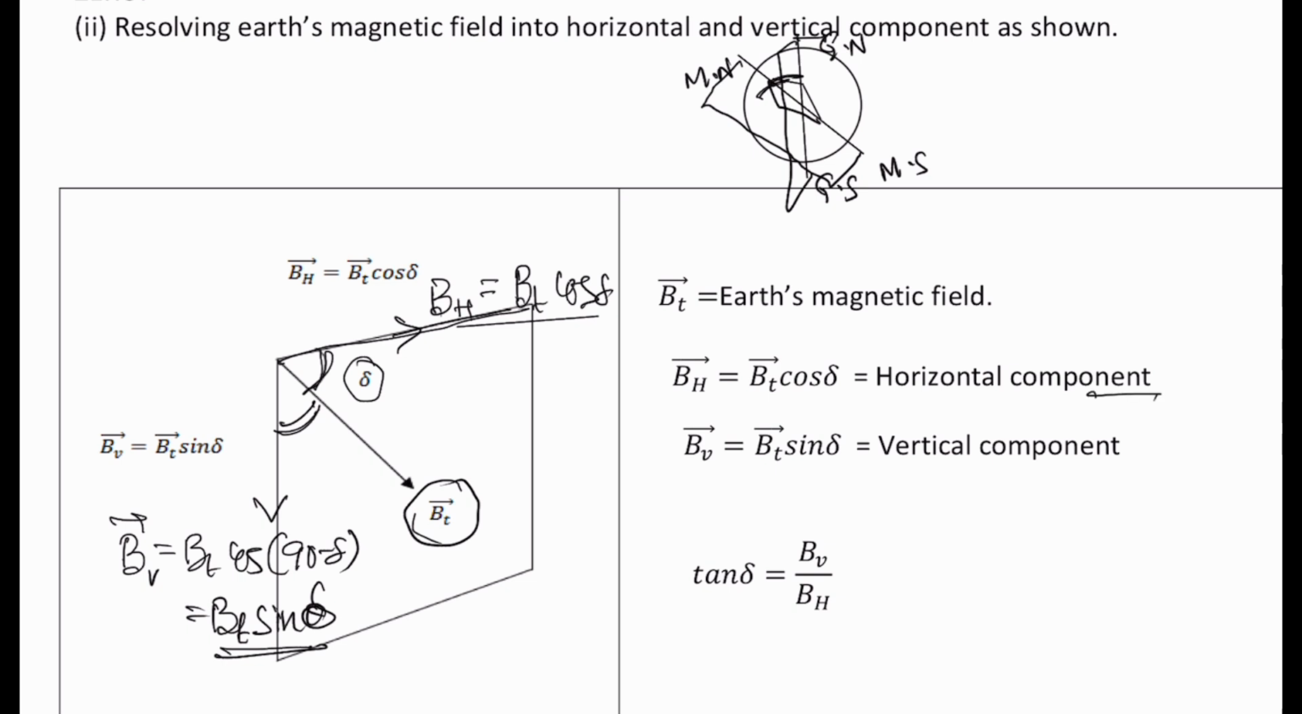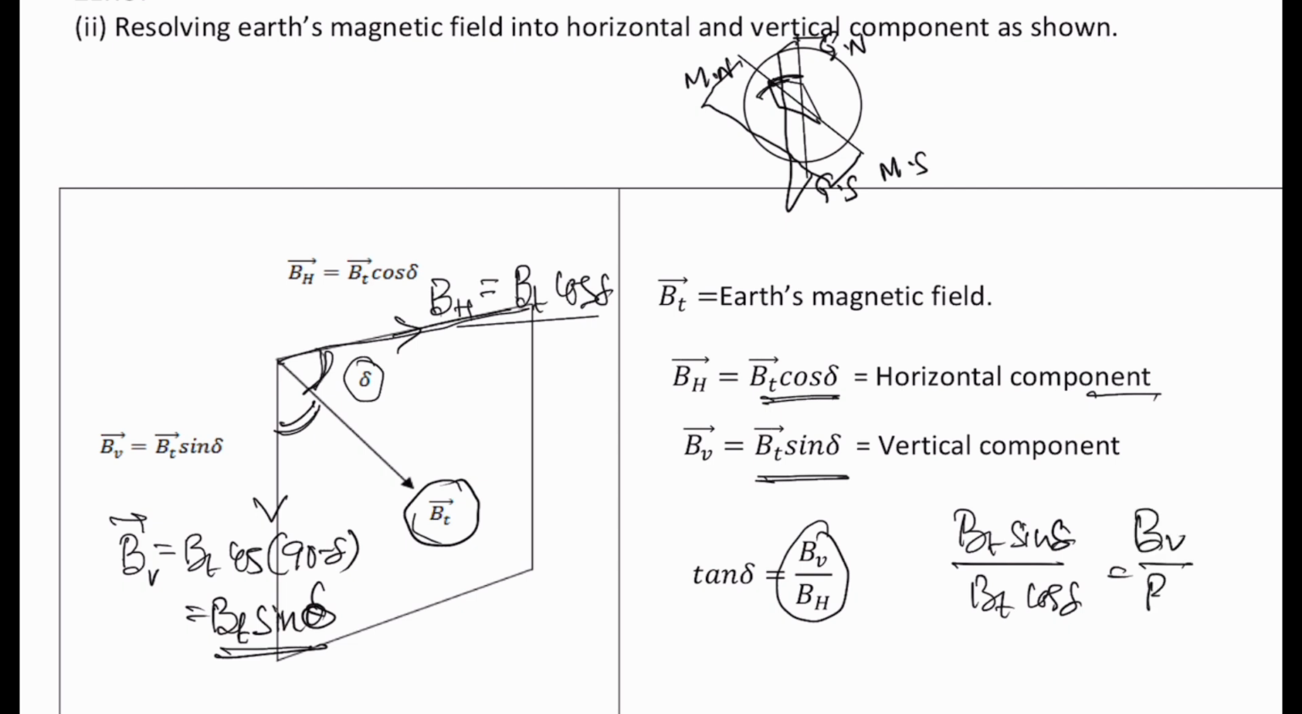And if we divide BT sin delta by BT cos delta, then what will we get? BT sin delta by BT cos delta is equal to BV, the vertical component of Earth's magnetic field, by BH, the horizontal component of Earth's magnetic field, correct? So sin delta by cos delta is tan delta. So tan delta is equal to BV by BH.